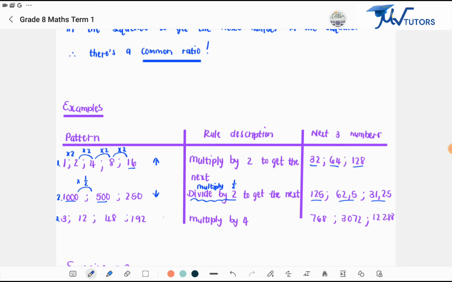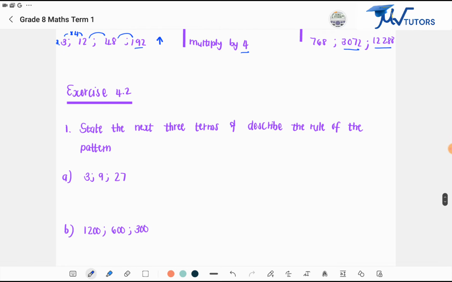And then number 3 going to 12, we see this in an increasing pattern. So what did we multiply by to get to 12? If you remember your multiplication tables, we multiply by 4 to get to 12, and 12 also times 4 is 48, and 48 times 4 is 192. So what's the rule? We multiply by the number 4 to get to the next term. And if we get the next three numbers, 192 multiplied by 4 is 768, and it increases as you see, 3072, 12,288.